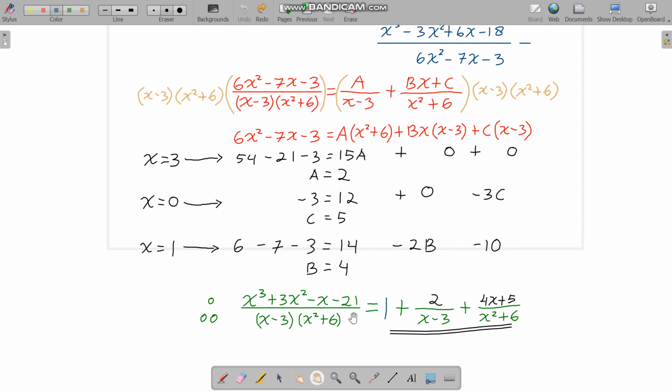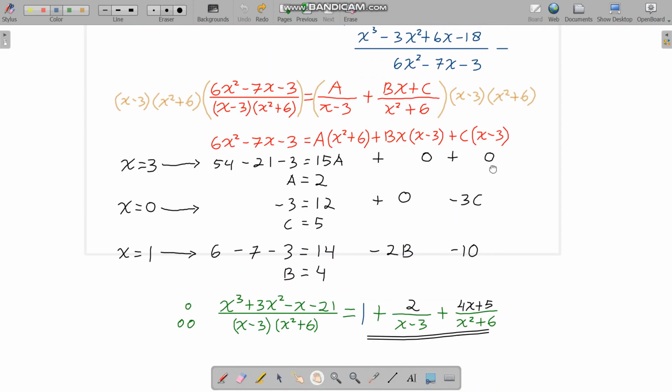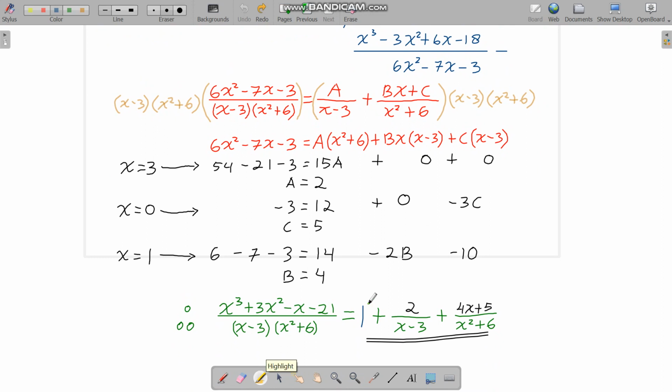So that's it. In conclusion, the final answer is the 1 from the polynomial long division, the quotient, and from the partial fraction decomposition we have the 2 and the 4 and the 5, so this is the final answer.